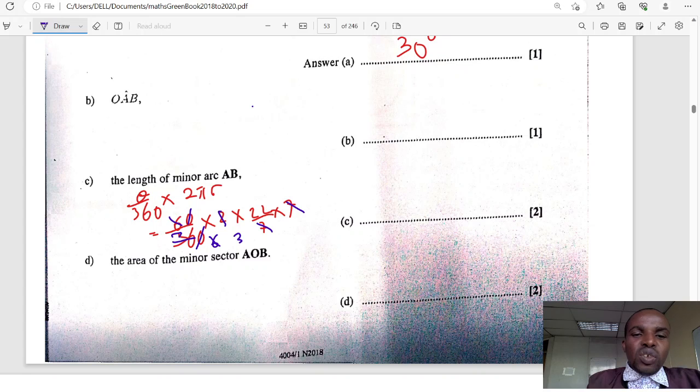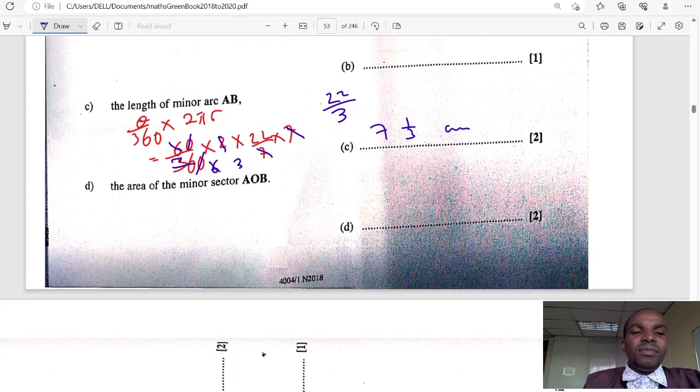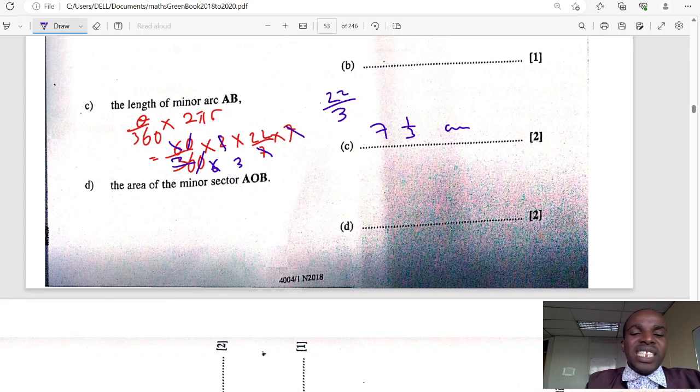Like this, right? So it will be 22/3. Then 22/3, it will be 3 into 22 is 7 and 1/3, and this will be centimeters, right? Then the area of minor sector AOB.